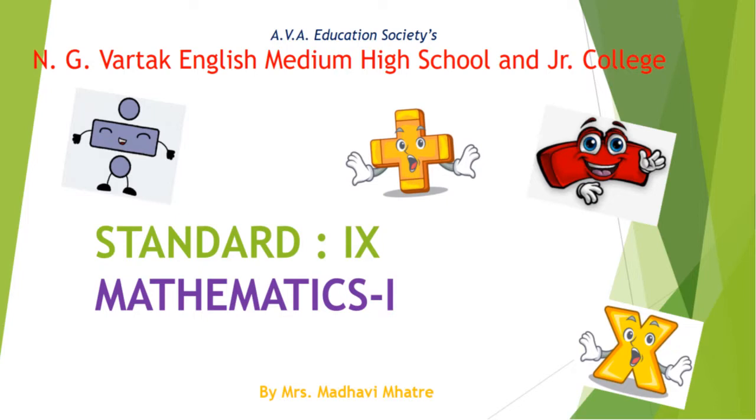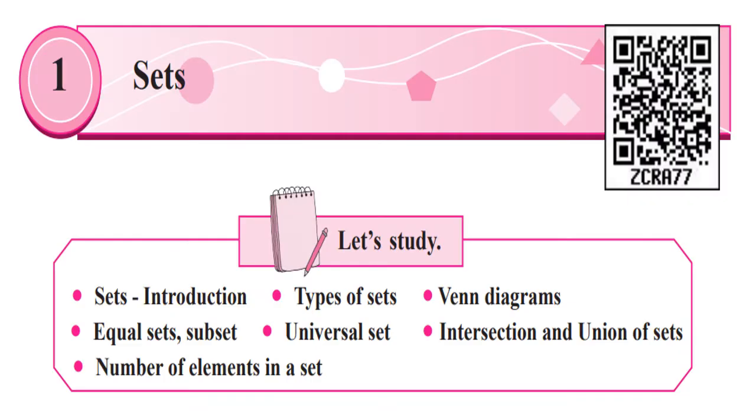We are studying chapter number 1, sets. In this chapter, we have completed all the topics. That means, what is the meaning of set, then types of sets, Venn diagrams, then more types of sets like equal sets and subsets. Then the concept of universal set, and then operations on sets, that is intersection and union of sets. In the previous lecture, we started with the topic number of elements in a set.